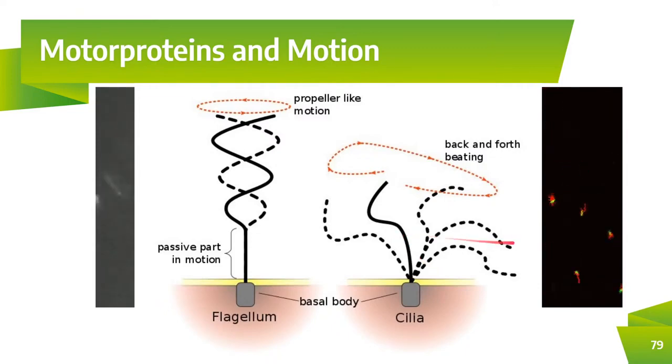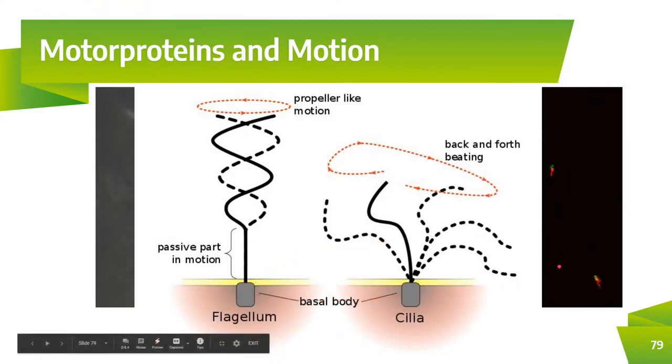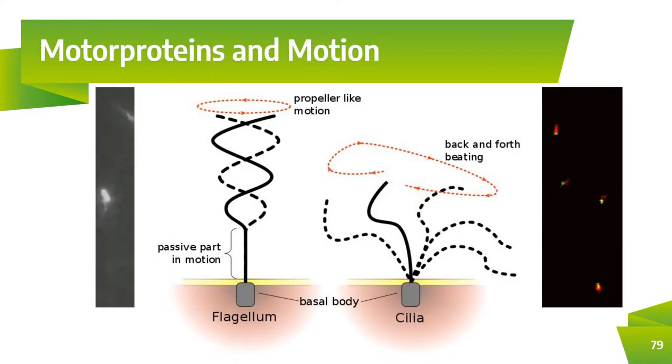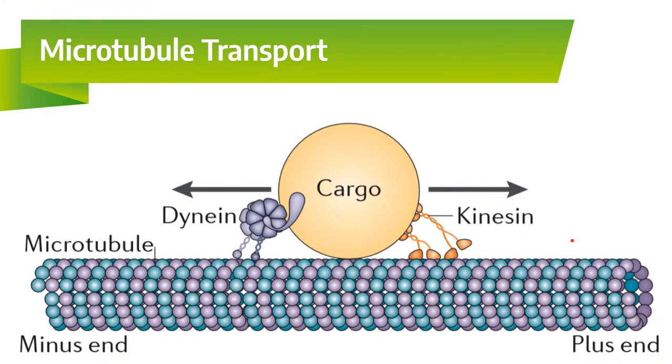But for now, just take it into account. Cilia are the little hair-like structures that surround the cell, and flagella are more what we saw on the last slide, in the background here. Longer structures that are fewer in number on cells.